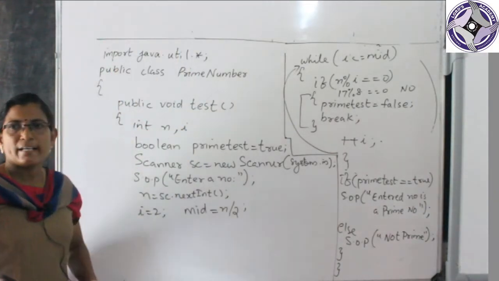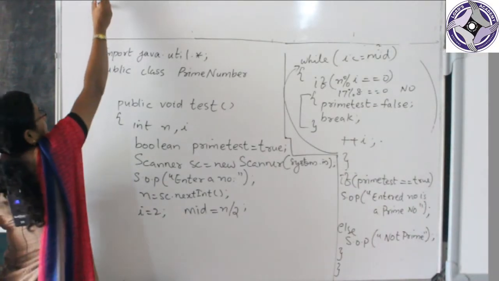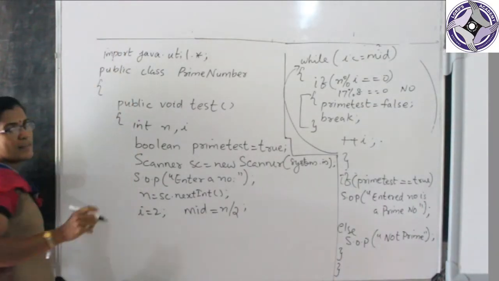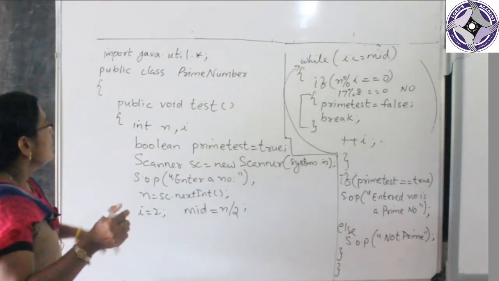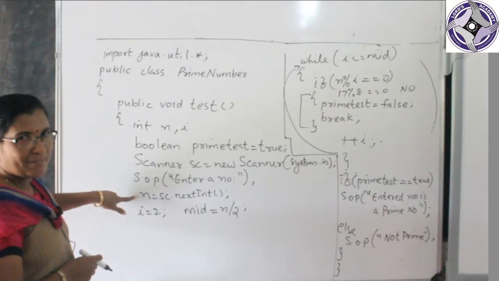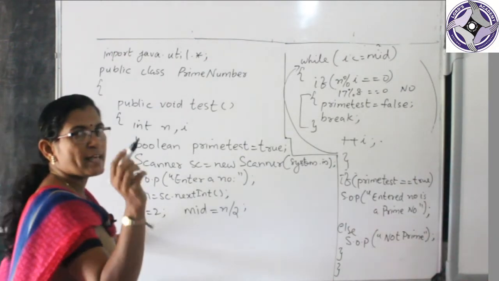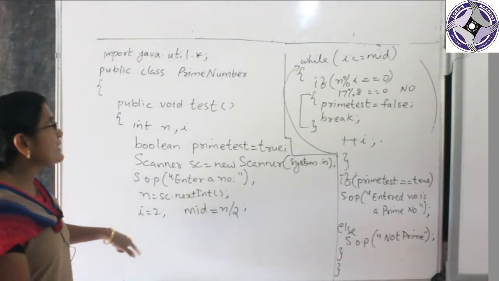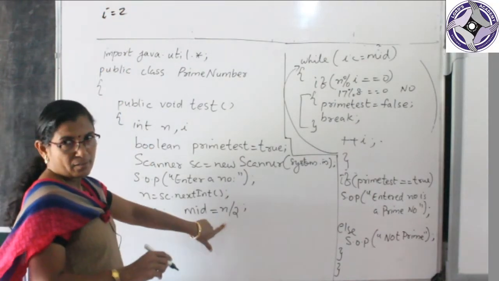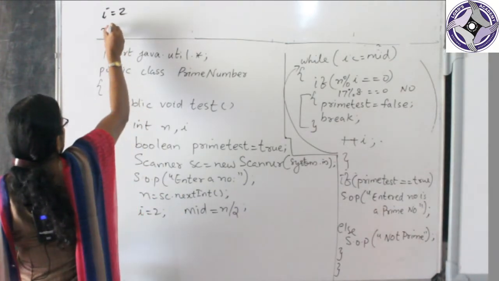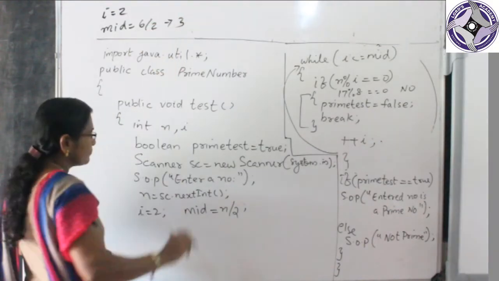Let us take a small number 6 for the convenience. Imagine that the input value for n is 6. The user entered the value for n as 6. And so we have to take all the numbers from 2 to the half of the entered number. I is initialized as 2. Mid of n is calculated. Mid equal to 6 by 2, that is 3.